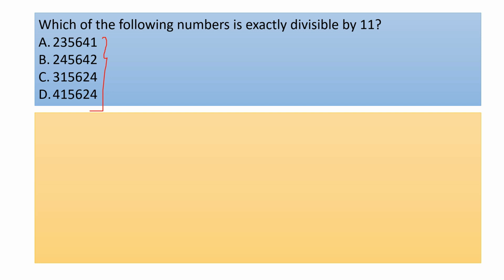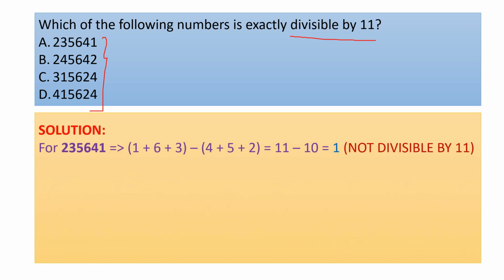Just try to remember the divisibility by 11 rule. To see whether the given number is divisible by 11 or not, first we have to find the difference of the sum of the digits at the odd places and the sum of the digits at the even places. Then that difference should be either 0 or a number which is divisible by 11. If that is the case, then the given number must be divisible by 11. So let's see the solution.